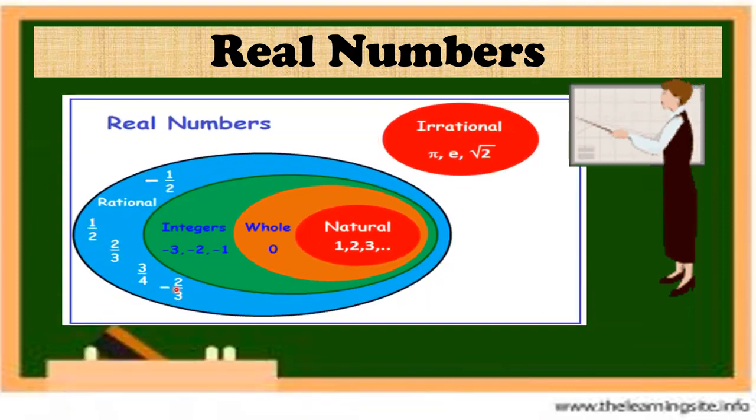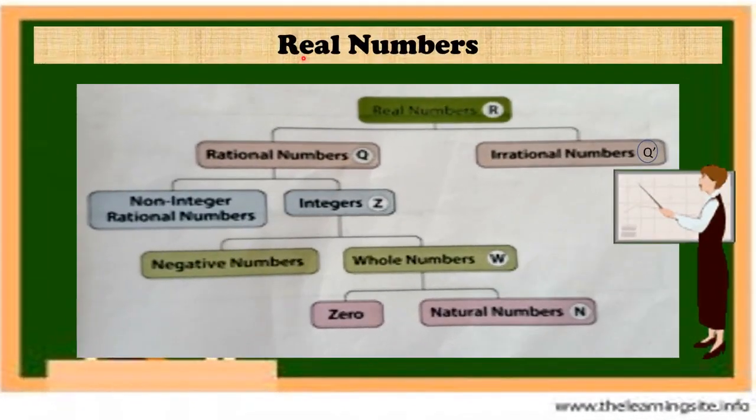So, real numbers include the set of rational numbers and the set of irrational numbers. Real numbers are represented by letter R. It is divided into two: the set of rationals, which is Q, and the set of irrationals, which is Q prime. Under Q, or the set of rational numbers, we have the set of integers Z and the non-integer rational numbers, which include fractions and decimals.